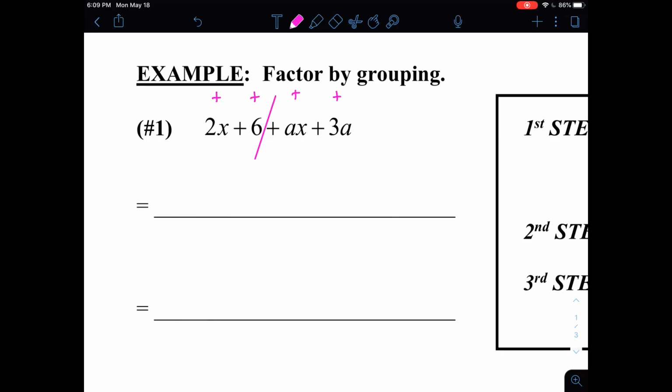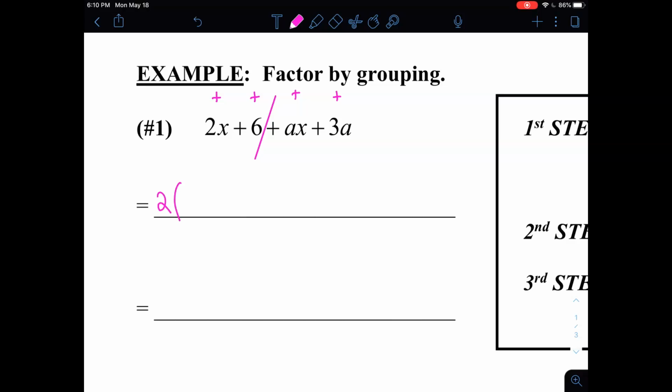So we grouped the first 2 and the last 2. Now we need to find the GCF of each of these separately. What's the biggest number and smallest exponent that we can pull out of 2x plus 6? Well, the biggest number we can pull out is 2. Can we pull out any exponent? Does the 6 have an exponent behind it, or no? It doesn't, so 2 is going to be our GCF.